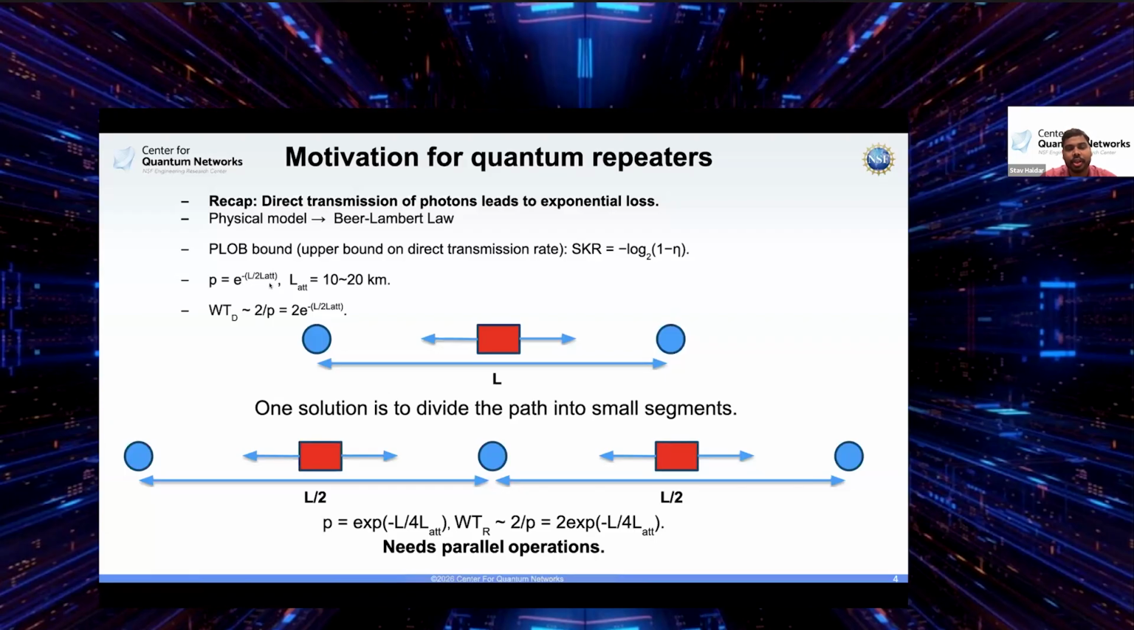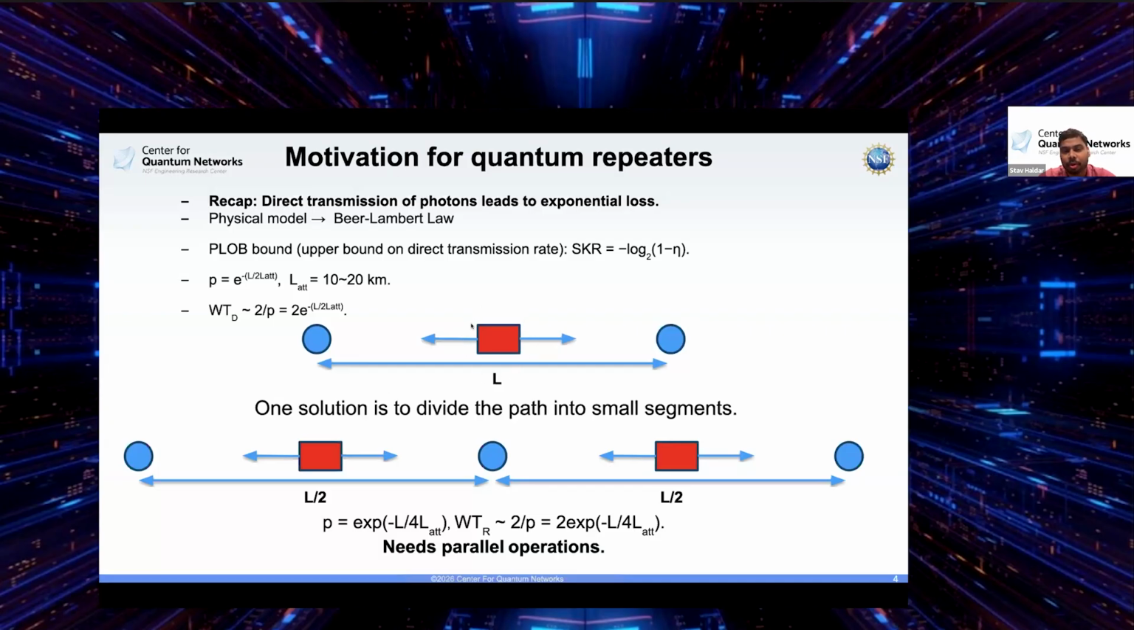And there's a coefficient sitting here, which is the attenuation length of the medium or the channel. For fiber optic cables, this usually lies somewhere between 10 and 20 kilometers. Right? And therefore, you see that directly, if you wanted to communicate, it's probably 10, 20 kilometers.